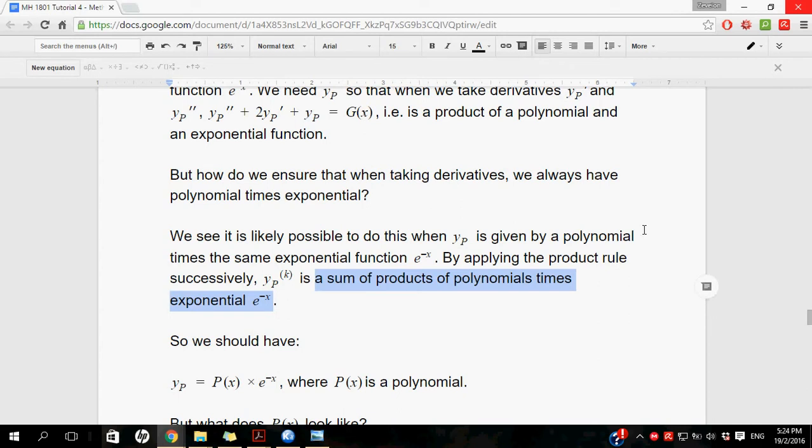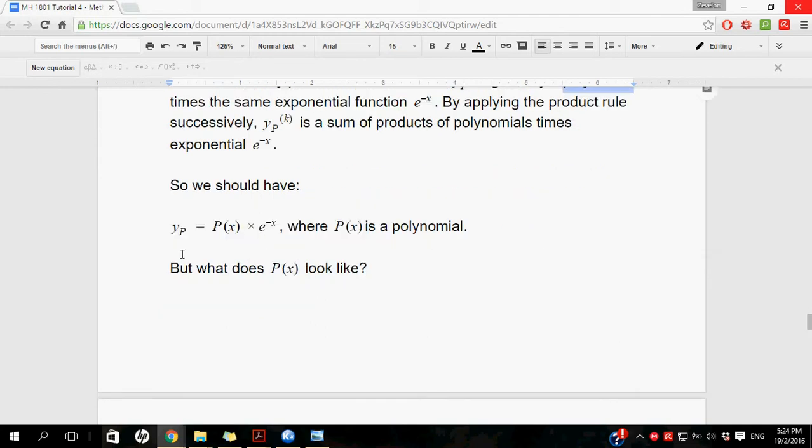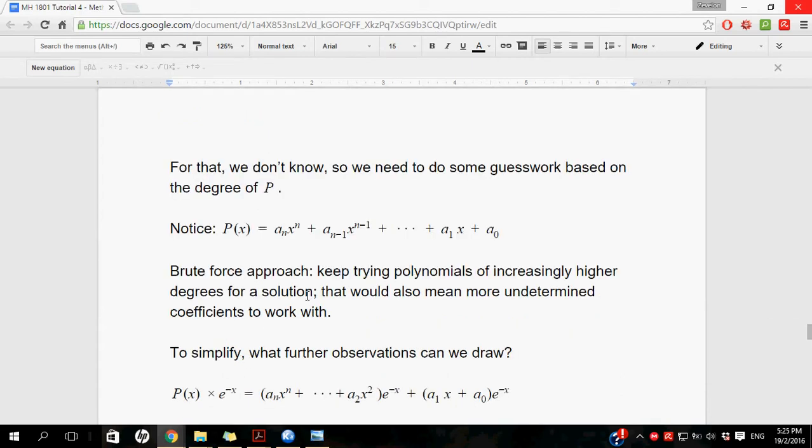But in every case, when you differentiate this exponential function, you produce an exponential function again. And if you have a polynomial, well, then differentiating it again will still give us a polynomial. Therefore, for this question, it makes sense to pick yp to be a certain polynomial p of x times e to the minus x. The question now is, what sort of polynomial p of x should we choose? We can do this by looking at the degree of the polynomial.